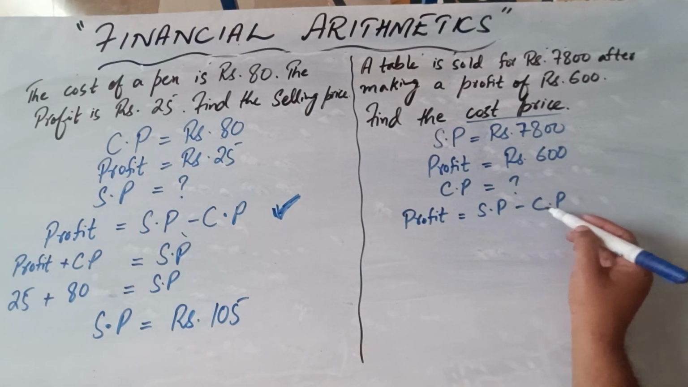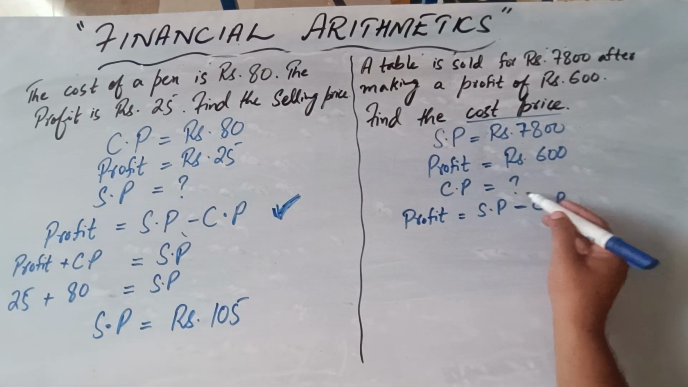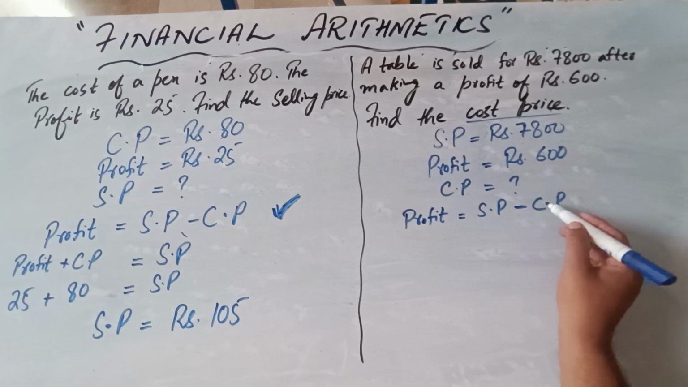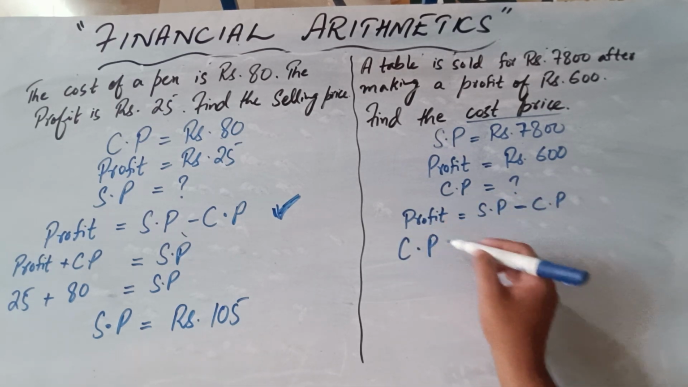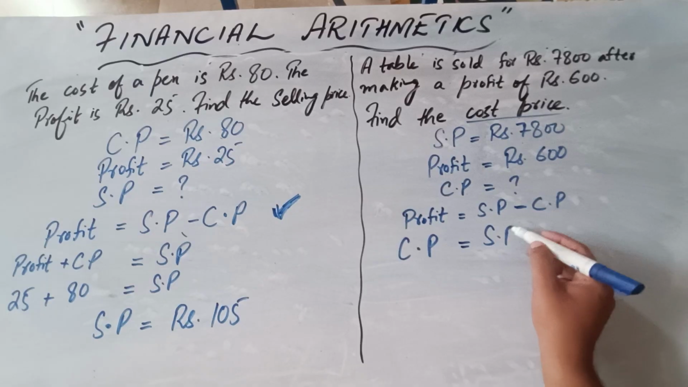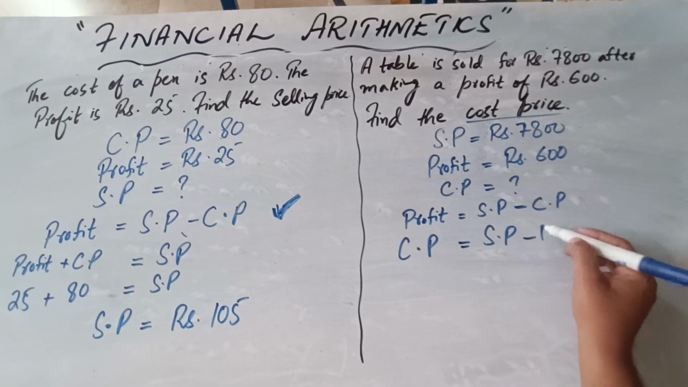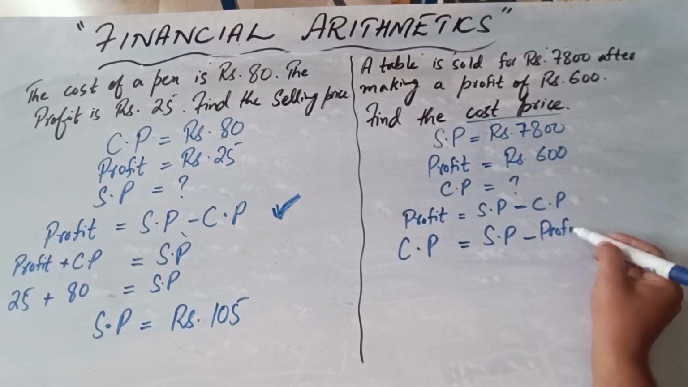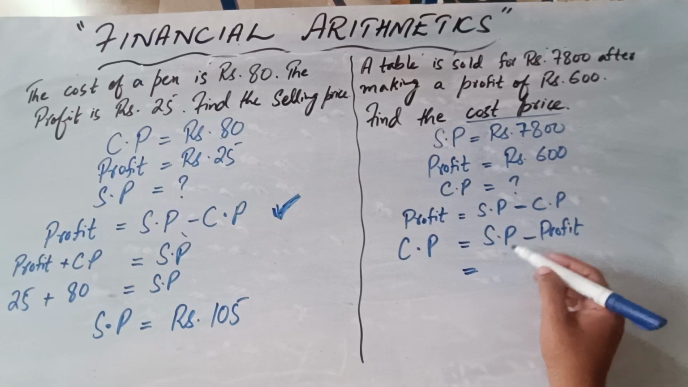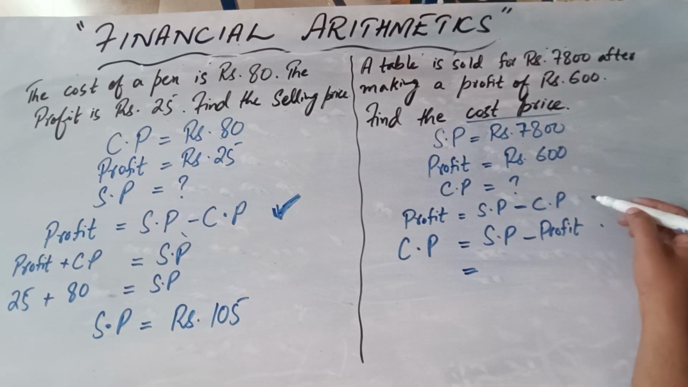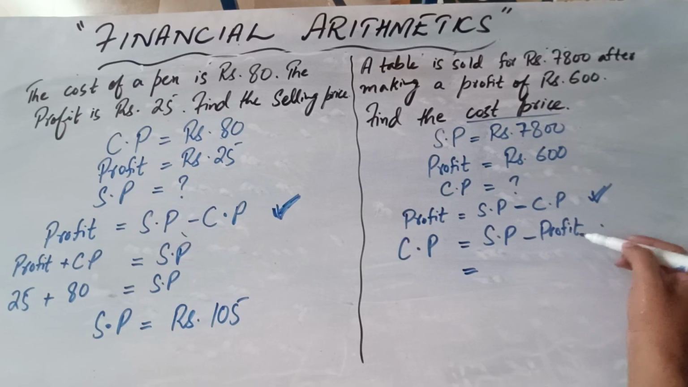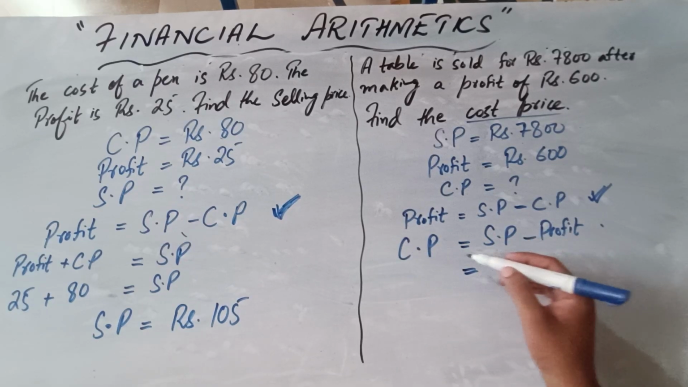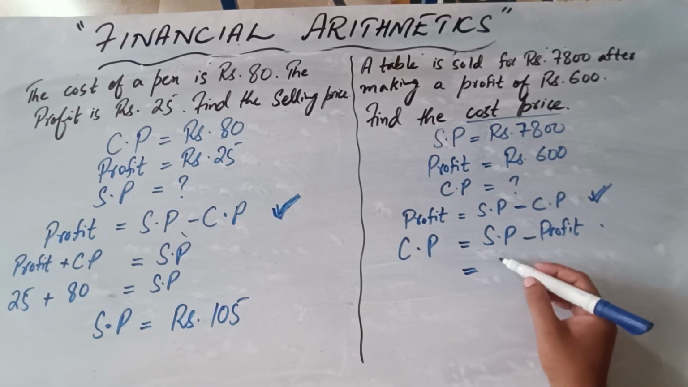Now we need to find cost price, and cost price is negative over here. So we bring cost price over there and it becomes positive. SP will remain over here, and profit will go over there and will be subtracted from SP. So this becomes the new formula. You just need to learn this formula. We are changing the places to find cost price.